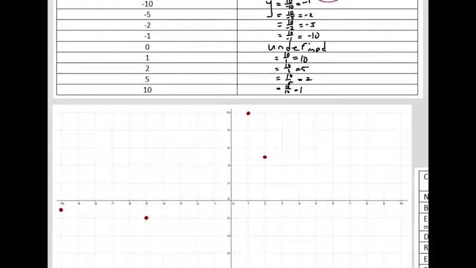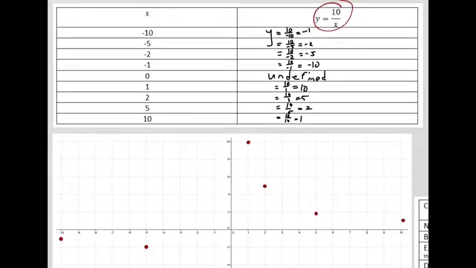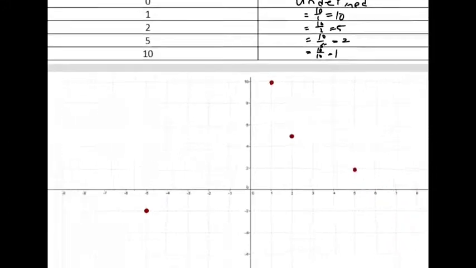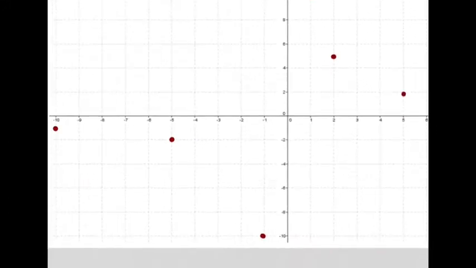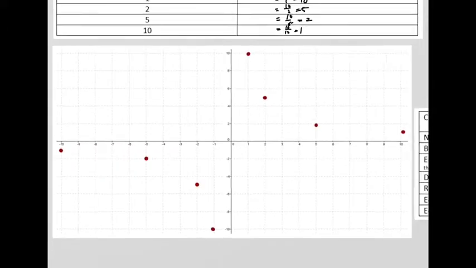And 5 and 2. Did I miss a point? 10 and 1. I feel like I missed a point. Negative 5, yeah, I did. Negative 2, negative 5. I thought so. Negative 2, negative 5. There we go. So you have a general idea of what this graph looks like, right?